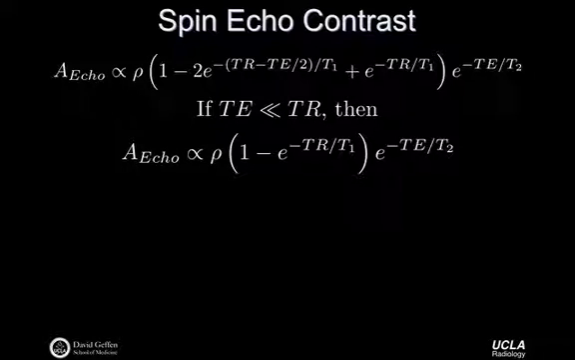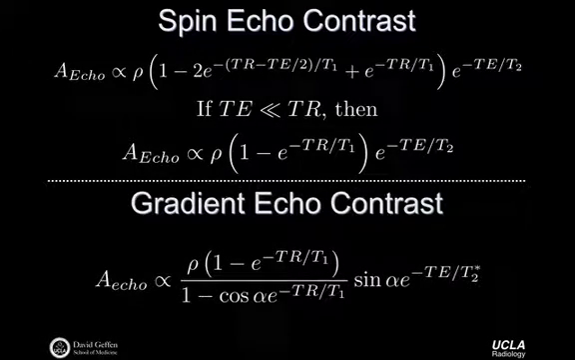That seems pretty good. And so then we can simplify this expression just a little bit, so that we can see that we could generate proton density weighted contrast, or T1 weighted contrast, or in fact T2 weighted contrast, depending on how we change our TR, how we change our TE. We went through several examples.